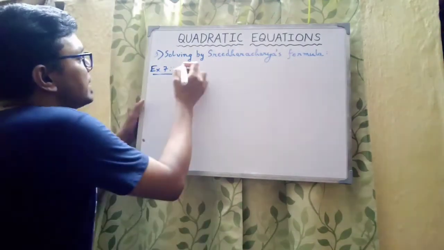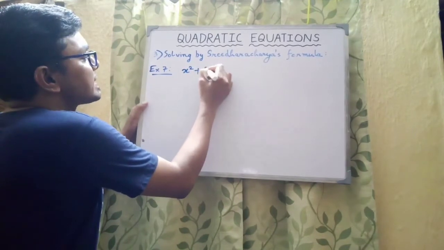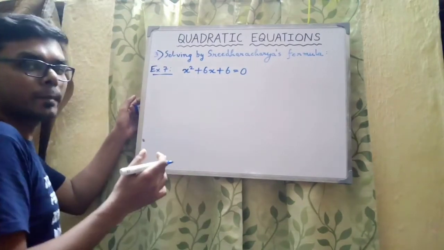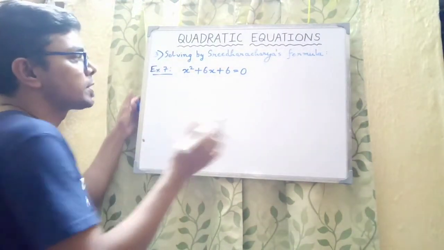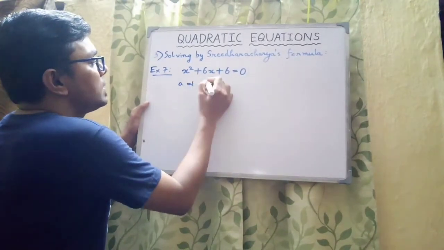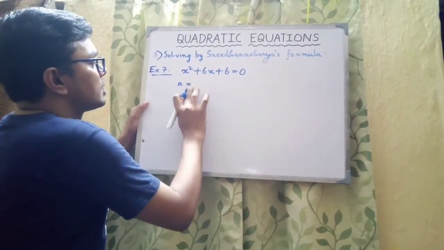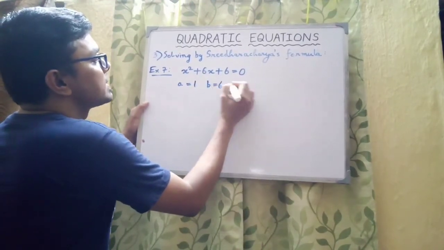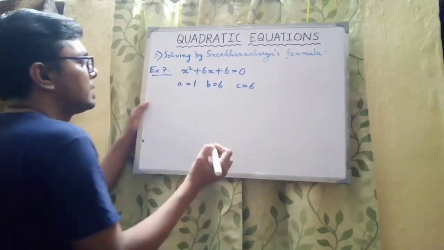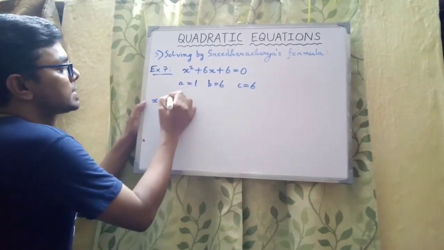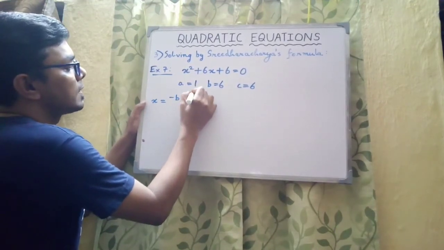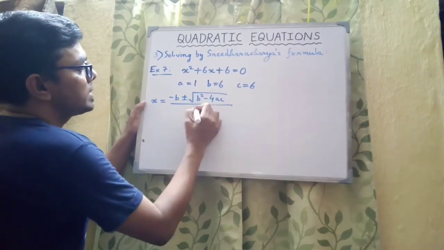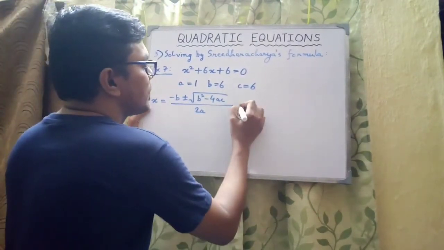That is x squared plus 6x plus 6 equals to 0. Now again we compare it with the standard form of a quadratic equation, and we get a equals to 1, sorry for this, a equals to 1, b equals to 6, and c equals to 6 as well. Now we just straight away apply the formula x equals minus b plus minus root over of b squared minus 4ac whole by 2a.